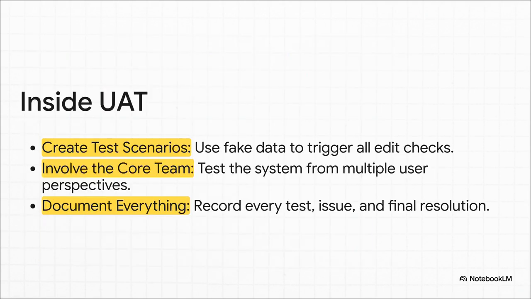So what does a good UAT look like? It really boils down to 3 key things. First, you create test scenarios. You basically cook up a bunch of fake data, and you intentionally include data that's designed to break the rules and trigger all those edit checks. You want to see them fire.